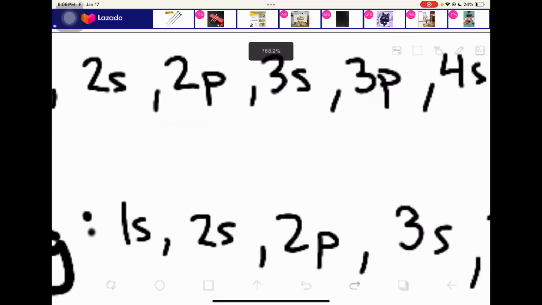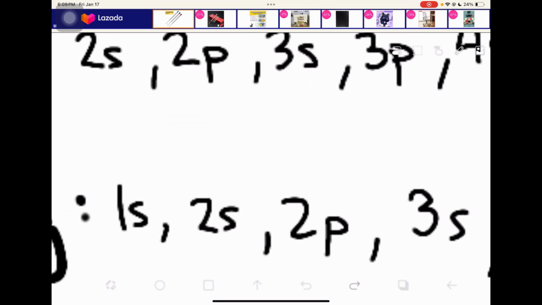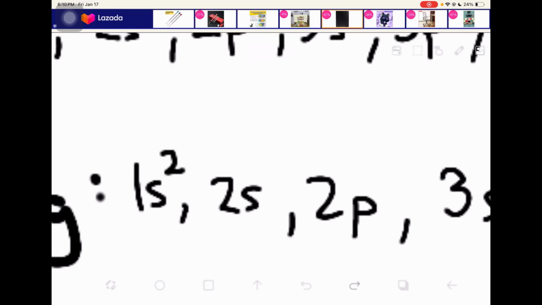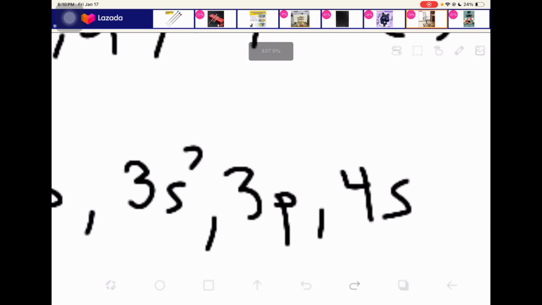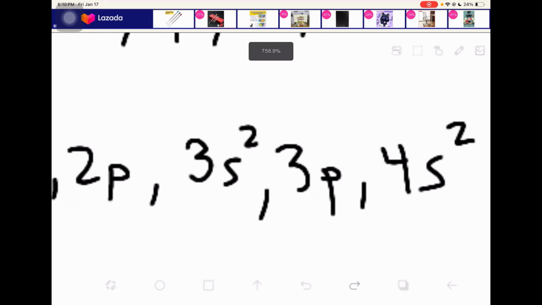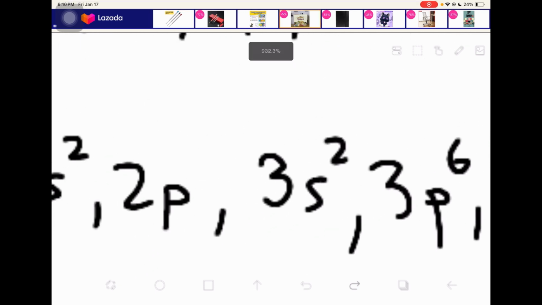Then immediately put the maximum amount of electrons for each one of these. So S is 2 and P is equal to 6. So we put 6 here.